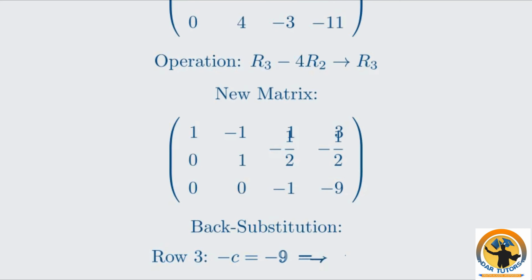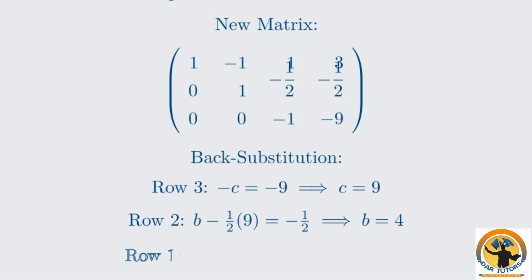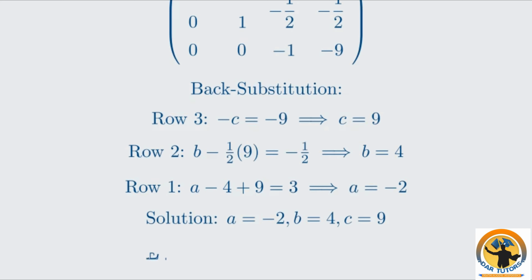Using back substitution, the third row gives us c equals 9. The second row gives us b minus 1/2 c equals -1/2. Substituting c equals 9, we find b equals 4. The first row gives us a minus b plus c equals 3. Substituting b and c, we find a equals -2. The unique solution is a equals -2, b equals 4, and c equals 9. Therefore, the equation of the quadratic function is y equals -2x squared plus 4x plus 9.